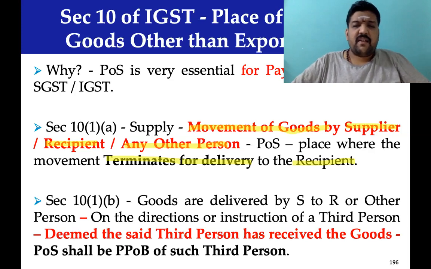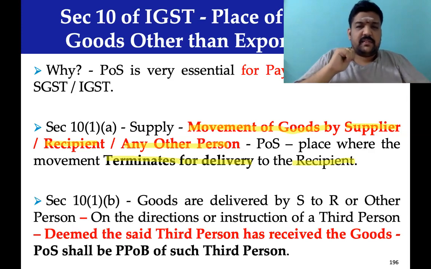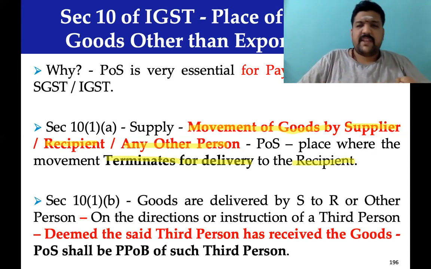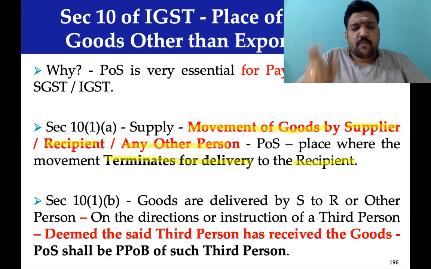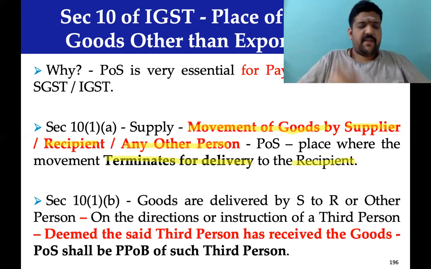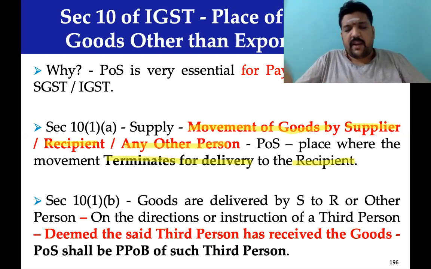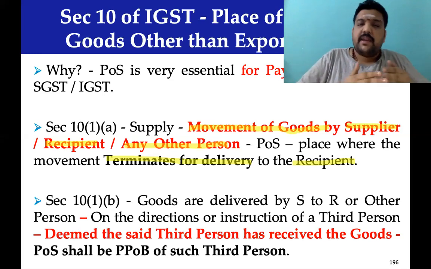Place where what terminates? What terminates? First question. When you write all that, you check once again. So, place where movement terminates. Movement terminates for delivery. See, movement terminates means movement stops, movement comes to an end. Where does movement come to an end? Once it reaches the Kochi factory of the buyer. So the place where the movement terminates, that would become place of supply. So as per section 10(1)(a), place of supply will be Kerala.